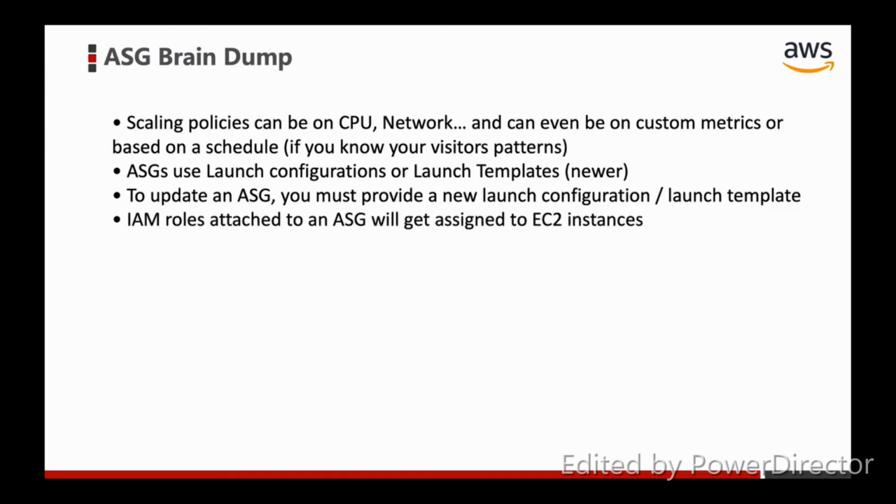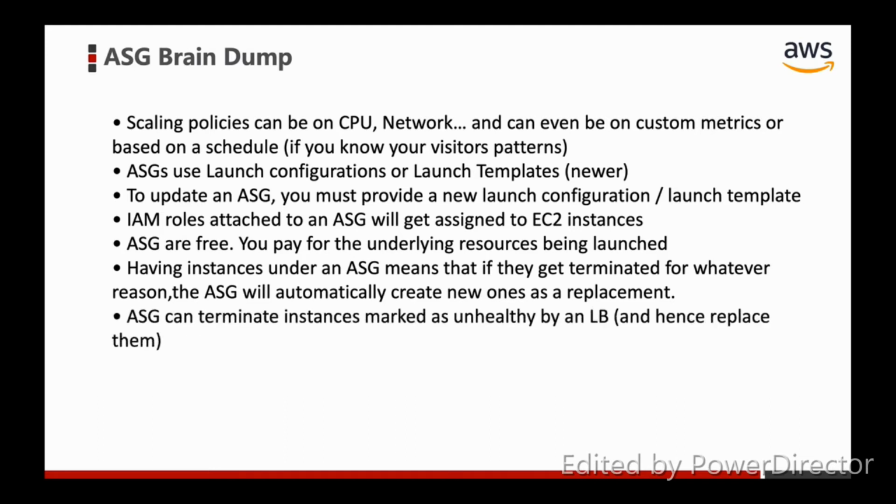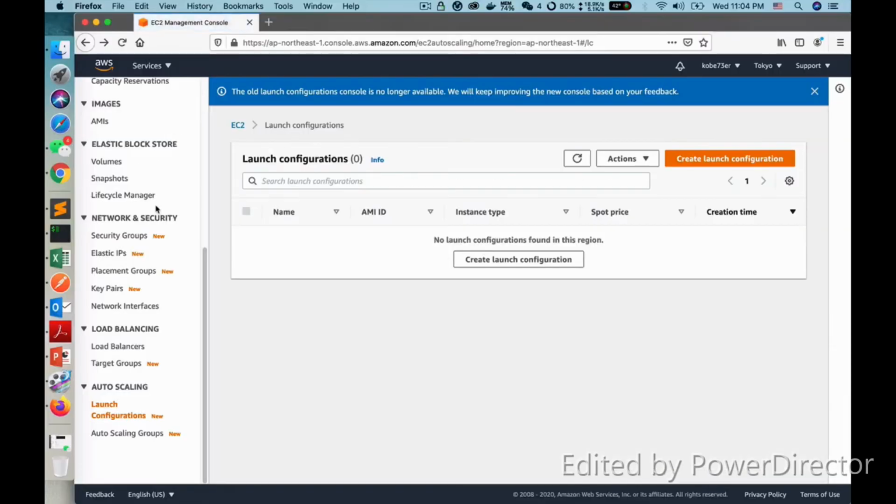IAM roles attached to ASG will get assigned to EC2 instances. ASG are free. You pay for the underlying resources being launched. Having instances under an ASG means that if they get terminated for whatever reason, the ASG will automatically create new ones as a replacement. ASG can terminate instances marked as unhealthy by a load balancer and hence replace them. Okay, enough introduction about auto-scaling group. Next, I will show you how to use auto-scaling group in AWS.